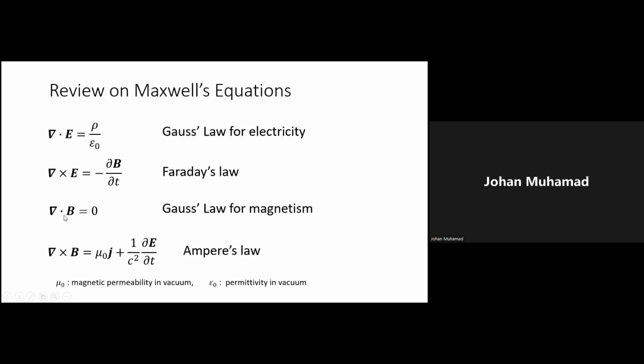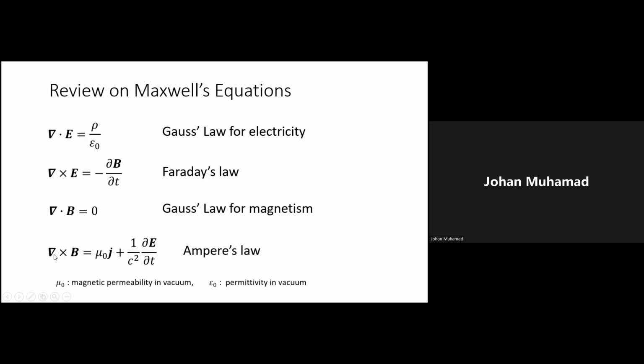And the third one is Gauss's law for magnetism, that the divergence B equals 0. So it means that there's no monopole magnet. Okay, we assume that there's no monopole magnet here.